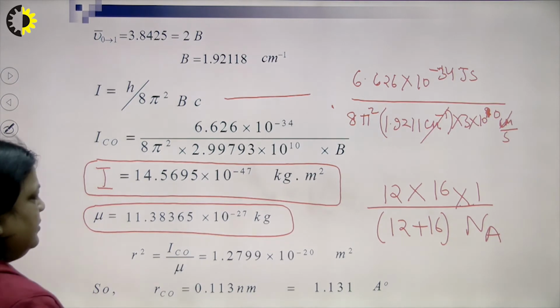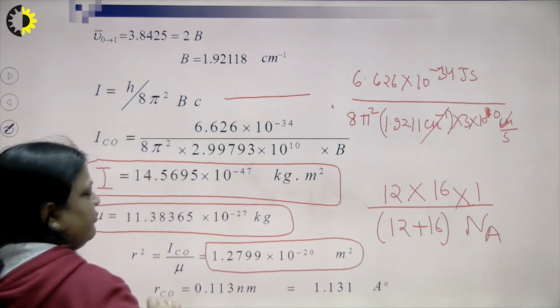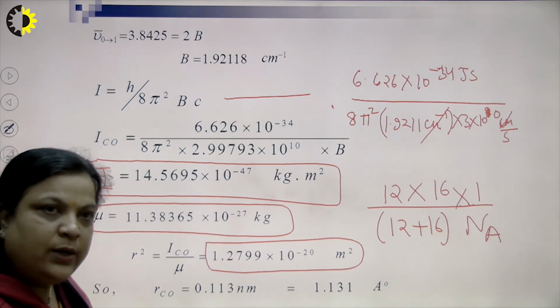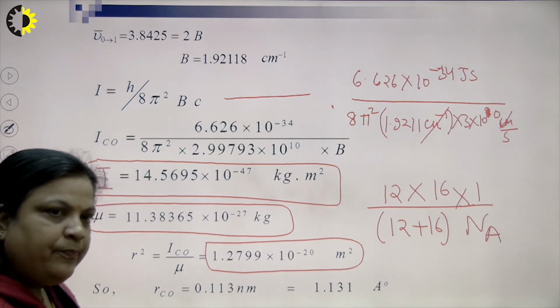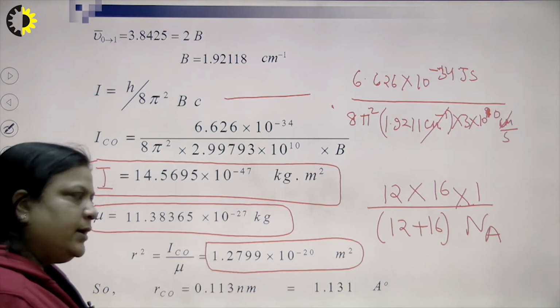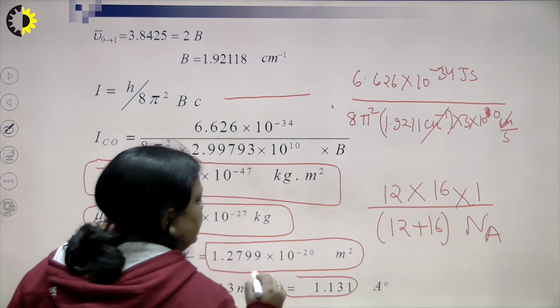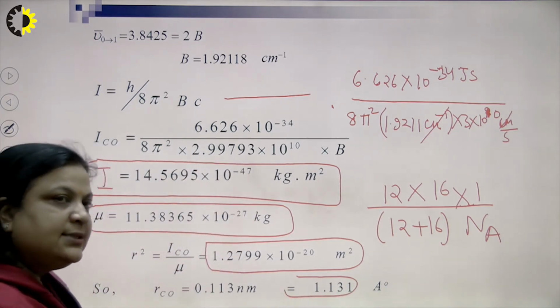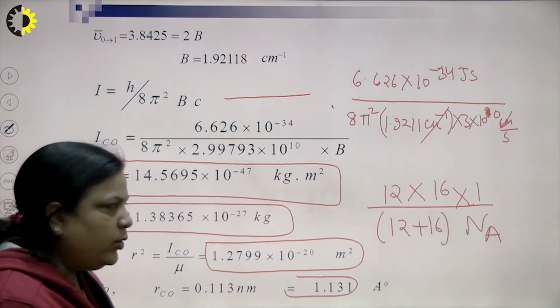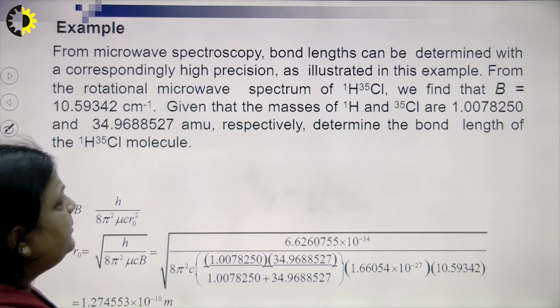So, when we solve this, r square will come 1.2799 into 10 to the power minus 20 meter square. After taking the square root, the bond distance between carbon and oxygen, that is the bond length, will be 1.13 angstrom. So, the answer will be 1.13 angstrom. This is another question.